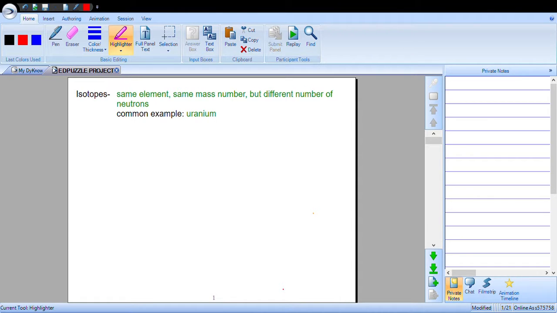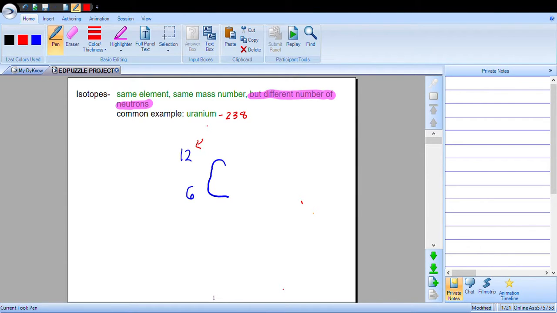Alright, so we're going to start with the review of what isotopes are. Isotopes have the same element, the same mass number, but they have a different number of neutrons. Common example would be uranium-238. Alright, and we're going to review what this means because it's very important. We should know this. Okay.